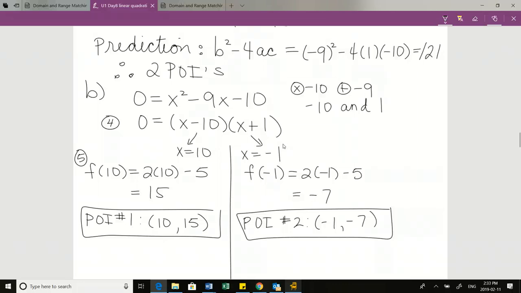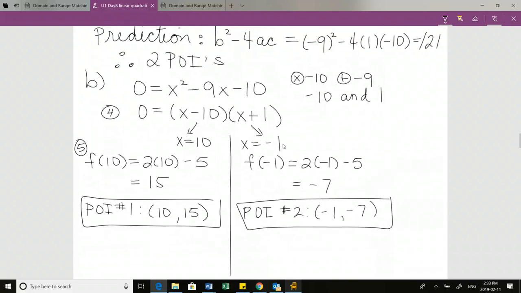Any questions? Okay, you and your partner are going to try the next one. Okay, example number 2, and then I'm going to show you one that's slightly different. So see what you can do with number 2. You're first going to make a prediction with the discriminant, and then you're going to find the point of intersection if necessary. I'll be there in 1 second.